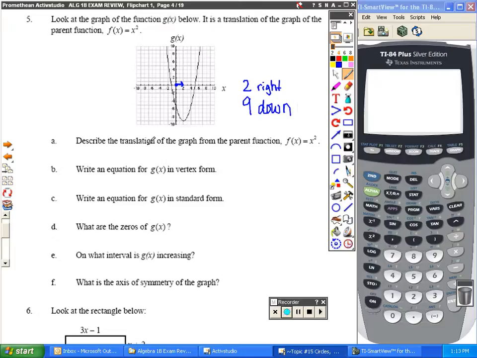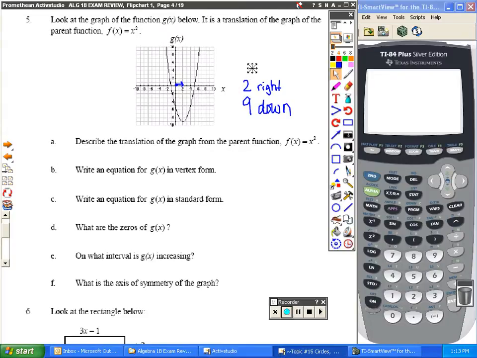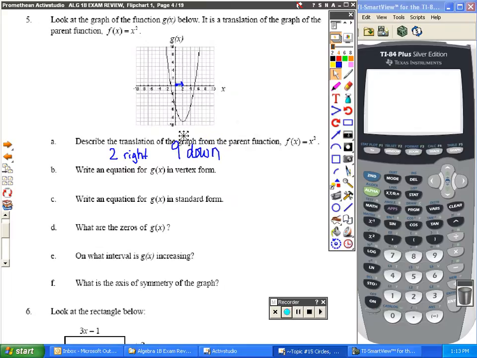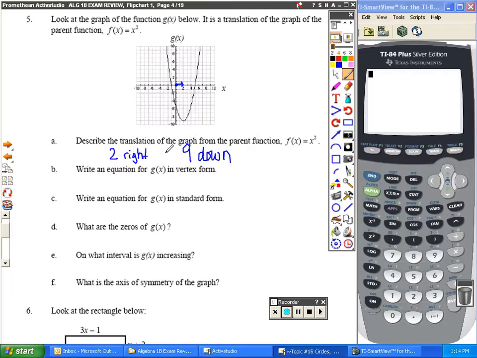Describe the translation of the graph from its parent function. Exactly. So the graph has been moved 2 to the right and 9 down. Write an equation in vertex form. So this vertex, you need to describe where it is. It's over 2 and down 9.